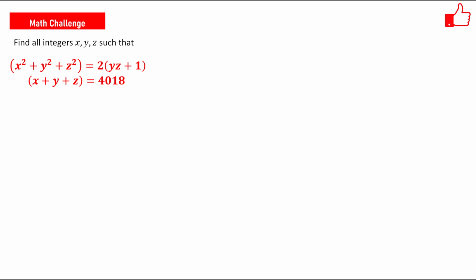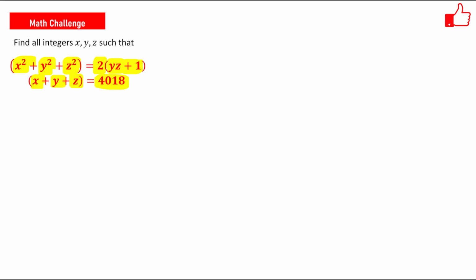Hello friends, in this problem you have to find all integers x, y, z such that x² + y² + z² = 2yz + 1, and another condition is x + y + z = 4018.